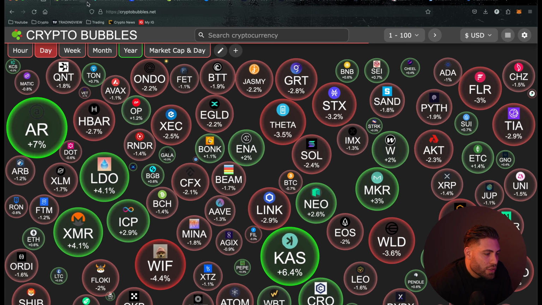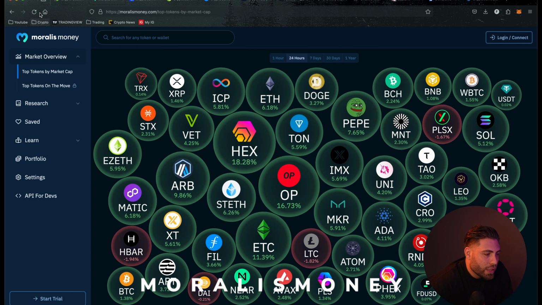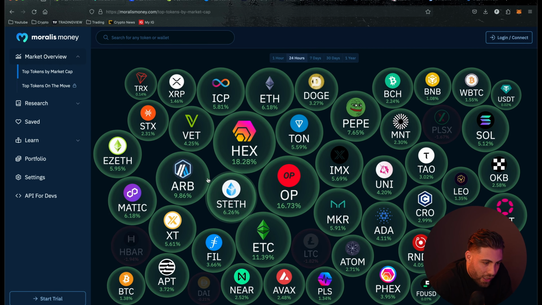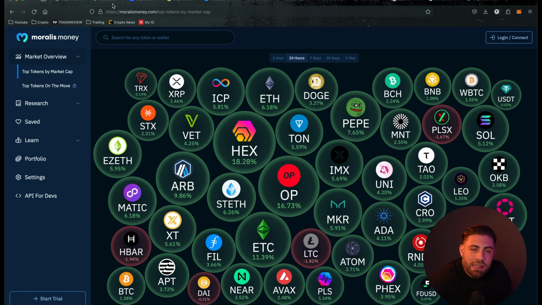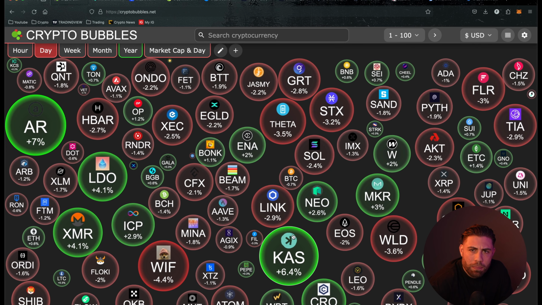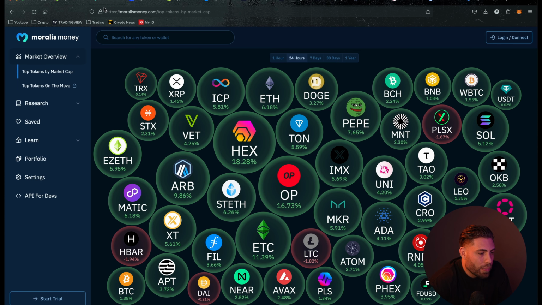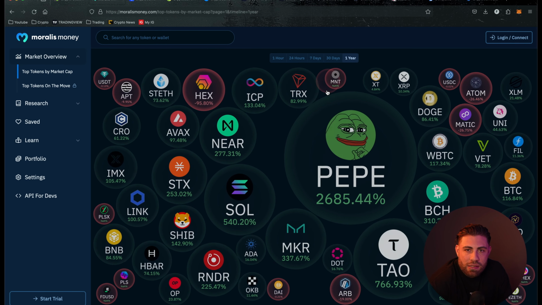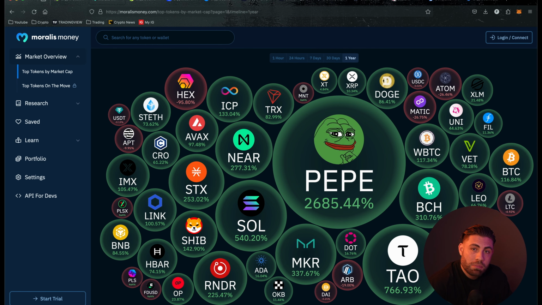Now, the second tool I have for you is called Moralis Money. Now, the good thing about Moralis Money is that it already includes the crypto bubbles. So a lot of times I actually use this instead of crypto bubbles now. This is a new feature they added. Before they added the bubbles, I used to use crypto bubbles because I think they were the pioneers of this whole visualization. But now that Moralis Money has included bubbles in their platform, I only use this now. Again, you can go to 24 hours, 7 days, 30 days, and 1 year to see the overview of the market. I actually use it mostly when I'm researching different coins, especially the newer ones, because I really like the security score that it has.